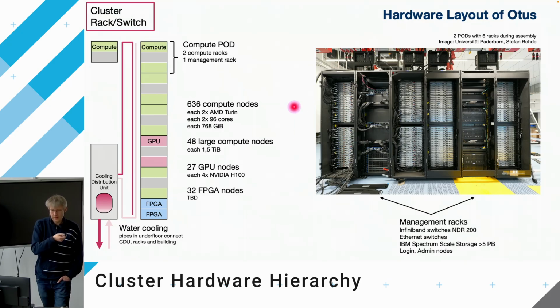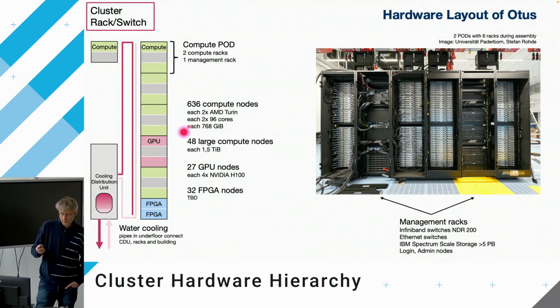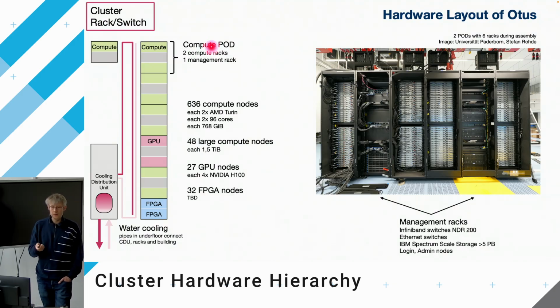So here we see on the left side a schematic of the racks from the top. It's basically a floor plan, and we see the racks here. And on the left side, we see the cooling distribution unit. Let's start with the racks. In this design of the cluster system, we have a certain main unit. These are compute pods, as they are called by the manufacturer. And the idea is to have two compute racks combined with one management rack. And we see this here with these three racks.